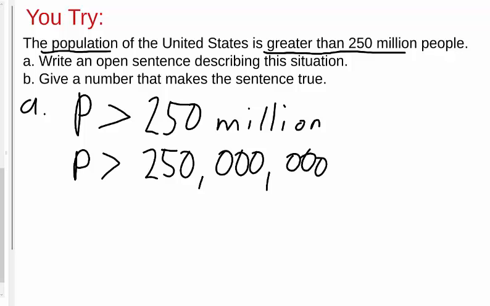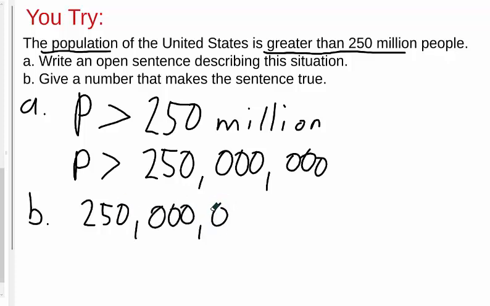All right, give a number that makes the sentence true. You could have said 300 million. You could have said anything bigger. I would say, let's have a little fun. 250 million and 1. That makes the sentence true. That's greater than 250 million. There you go.